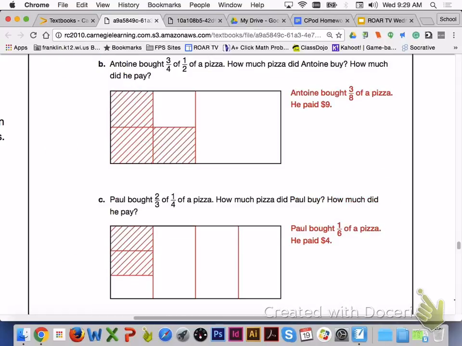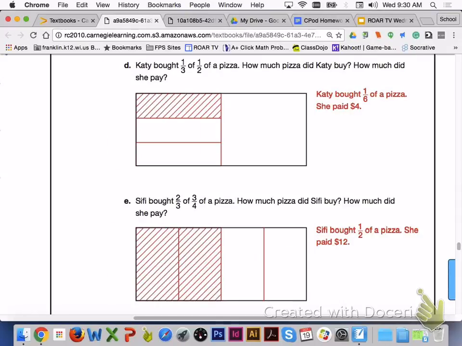For letter B, here is what your sketch can look like for 3/4 of 1/2. Antoine bought 3/8 of a pizza and he paid $9. For letter C, here is what your sketch can look like for 2/3 of 1/4. Paul bought 1/6 of the pizza and he paid $4. This is what your sketch can look like for letter D, 1/3 of 1/2. Katie bought 1/6 of a pizza and she paid $4.